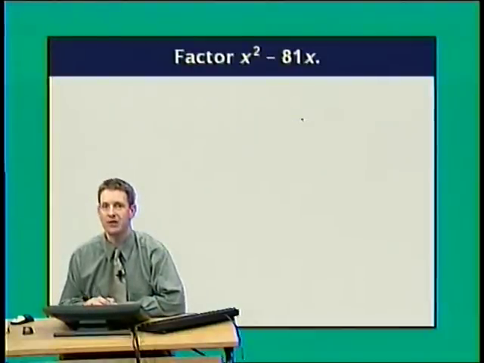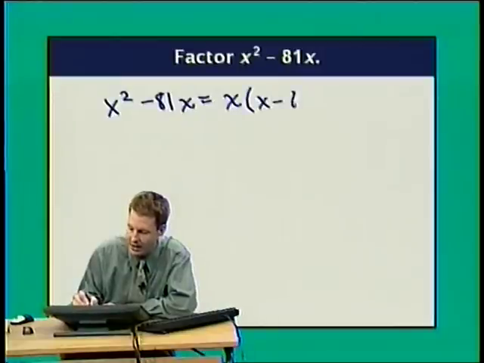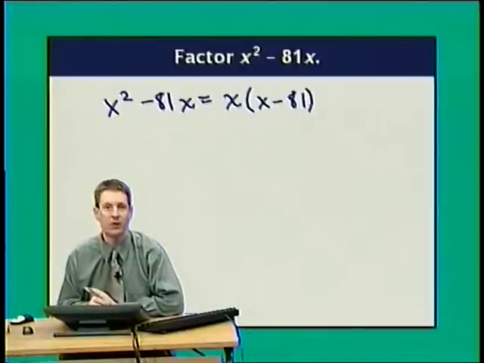One last example here. Remember, the first step in factoring is always to look for common factors. There's a common factor between x squared and minus 81x. That's a factor of x. So when I factor out that common factor, I leave behind x minus 81, and since nothing's being squared or cubed or any other kind of exponent other than 1, I'm done factoring.